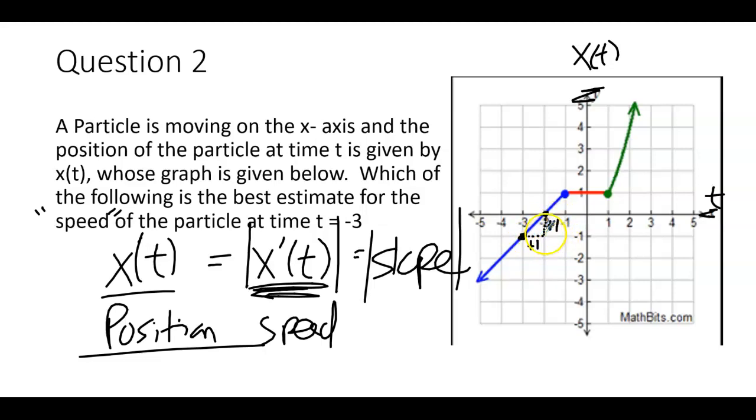So my run is 1, my rise is 1, and therefore my speed, or my slope, I should say, is 1 over 1. And we don't really need to worry about the absolute value because it's positive. So the speed of my moving object at that point is 1.